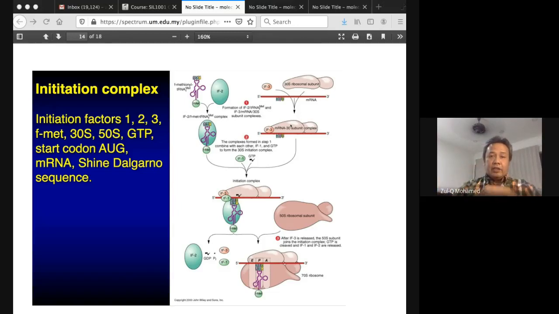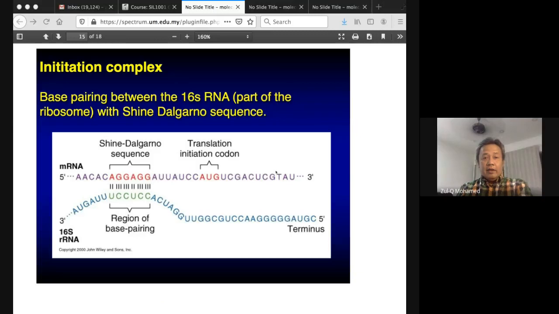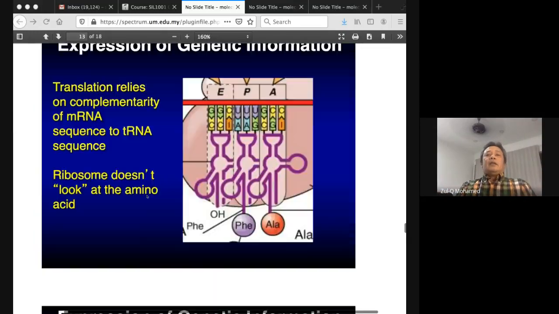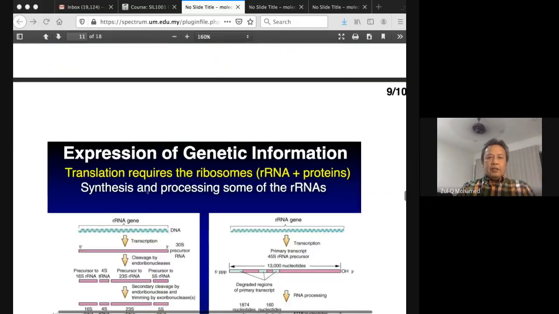The interaction occurs within the sequence that is called the Shine-Dalgarno sequence. This is what happens. So you have the mRNA, and then this is the ribosomal RNA. And this is called the Shine-Dalgarno sequence. This is the site of attachment, all right? Other characteristics of translation.